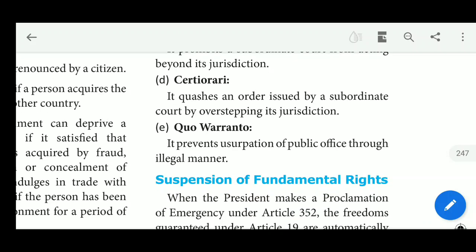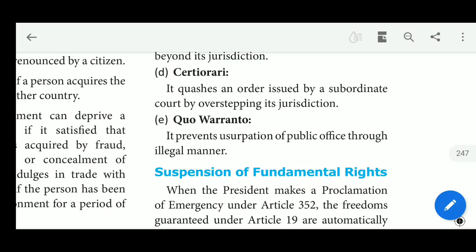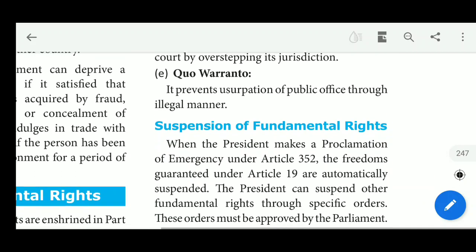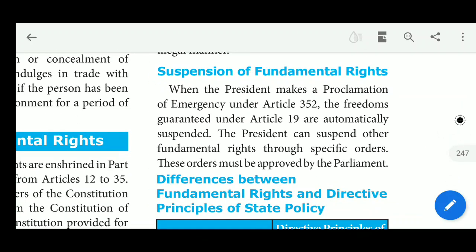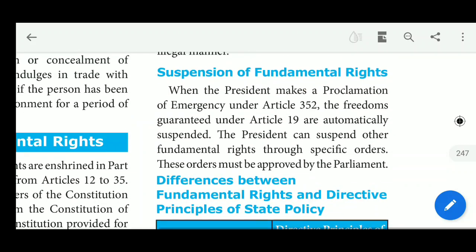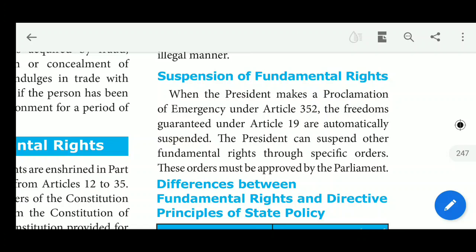See book page number 173, suspension of fundamental rights. When the President makes a proclamation of emergency under Article 352, the freedoms guaranteed under Article 19 are automatically suspended. The President can suspend other fundamental rights through specific orders. These orders must be approved by the Parliament, but he cannot suspend the rights given under Article 20 and 21, in respect of conviction for offence and protection of life and personal liberty respectively, in any circumstance.